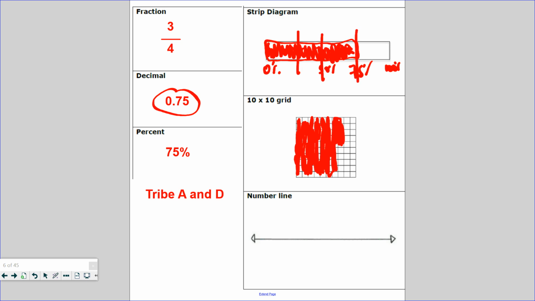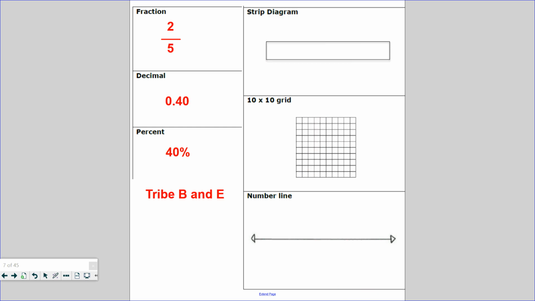And then how would you show it in a number line? Well, it's 0 to 1. I know 1/2 is in the center. That's the middle, which is 50%. So 75% or 3/4 would be right here. That could be 75% or 75 hundredths.